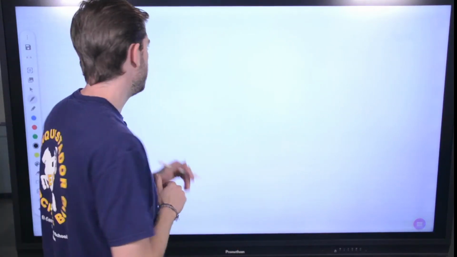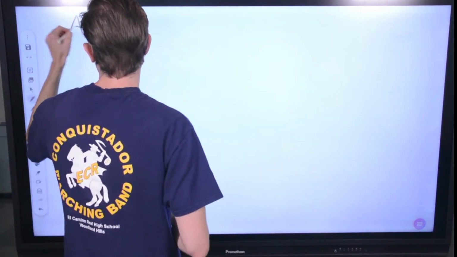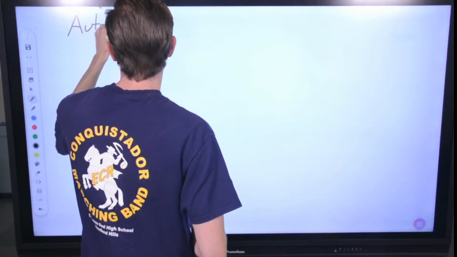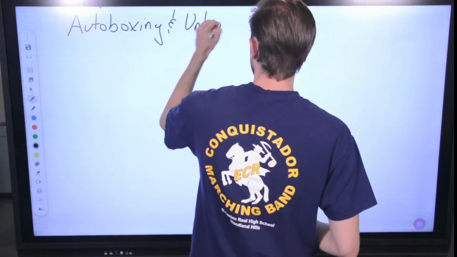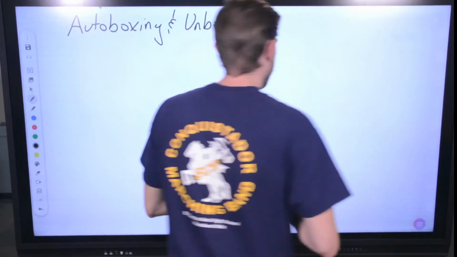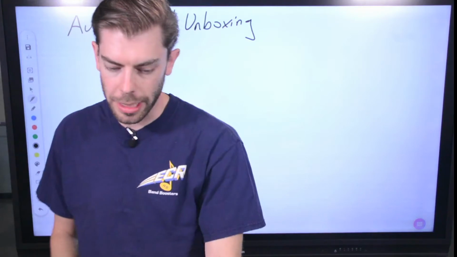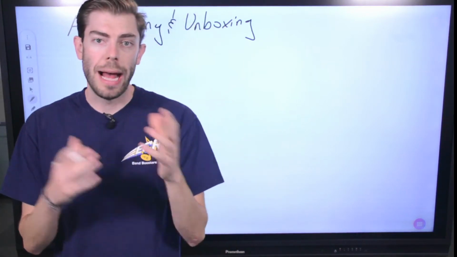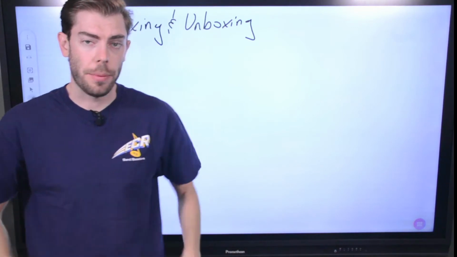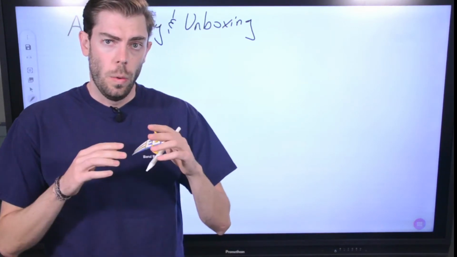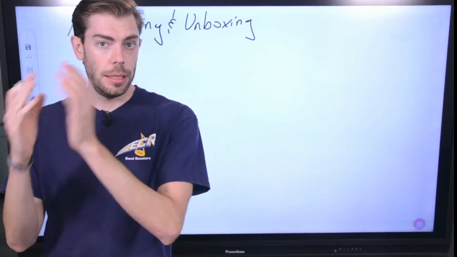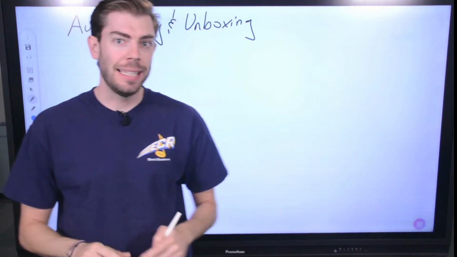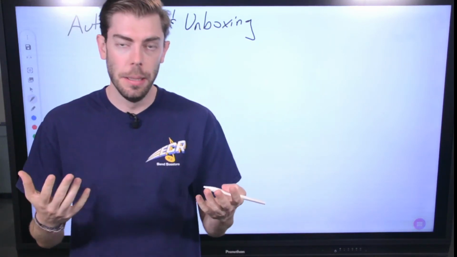Okay, so let's get into the next topic, autoboxing and unboxing. This is a fairly simple concept: when we use our wrapper classes, our Integer and Double wrapper classes, Java knows when we're switching between primitive types and our reference types, and it's able to quickly and easily box and unbox.